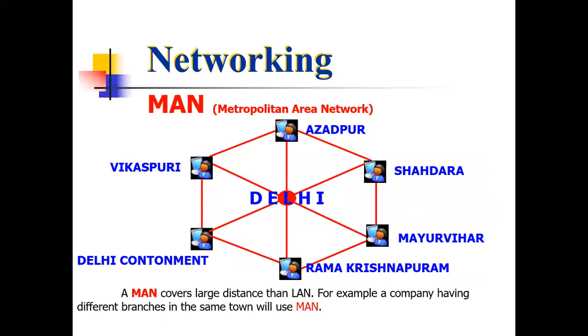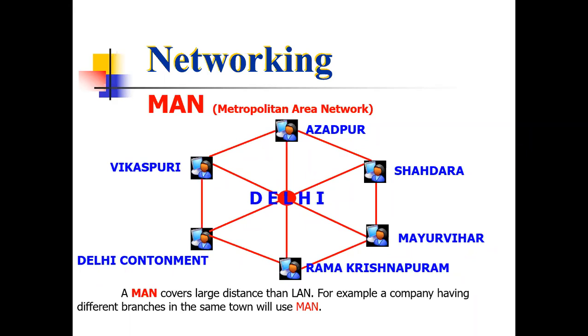So MAN is nothing but within one city, maybe Kukatpally, Miyapur, or Hi-Tech City. You have different areas within the same city which are connected to each other. It's called a metropolitan area network. Within the same city, you have different branch offices. Is it clear?